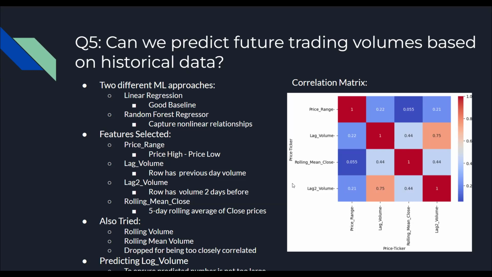And we are predicting the log volume because the volume is in the billions, so we wanted to ensure the predicted number is not too large and that it is actually readable. If you want to take a look on the right at the correlation matrix, typically you don't want anything to be over about 0.8 correlation. Lag volume and lag 2 volume were pretty closely correlated, 0.75. We decided to keep it in there because it did boost our results a little bit though. All right, next slide.